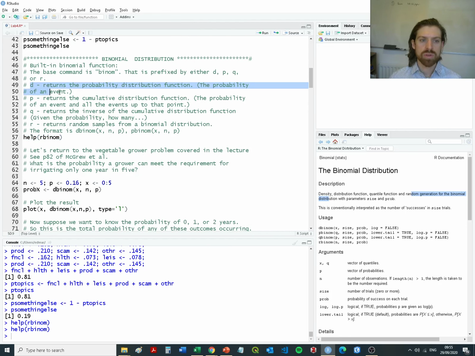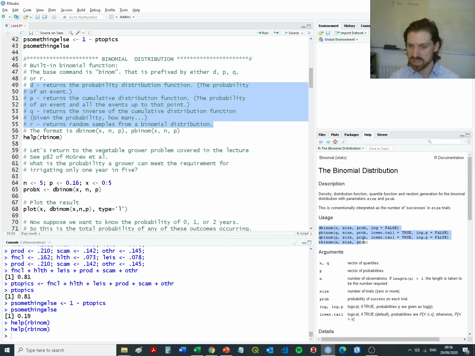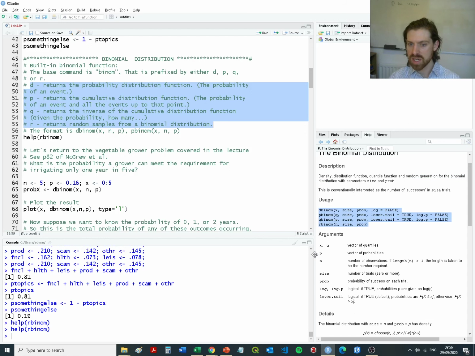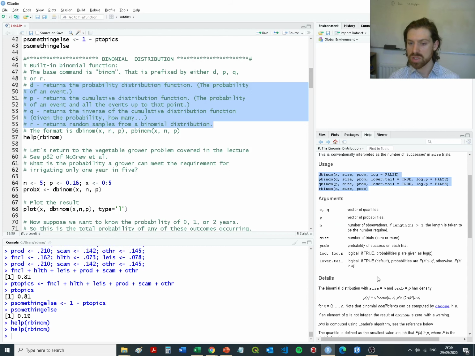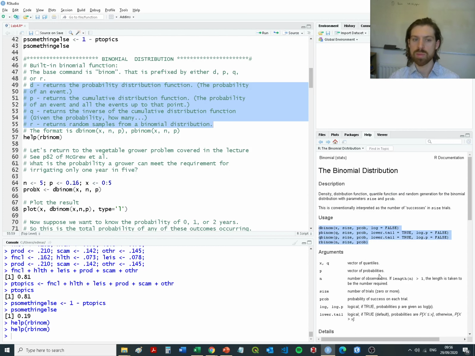So there are these different arguments that you can give the binom function. It's just the prefix, whether it uses a D, a P, a Q, or an R. You can see these just down here. And the different functions are described within here, so you can get more detail if that's necessary.